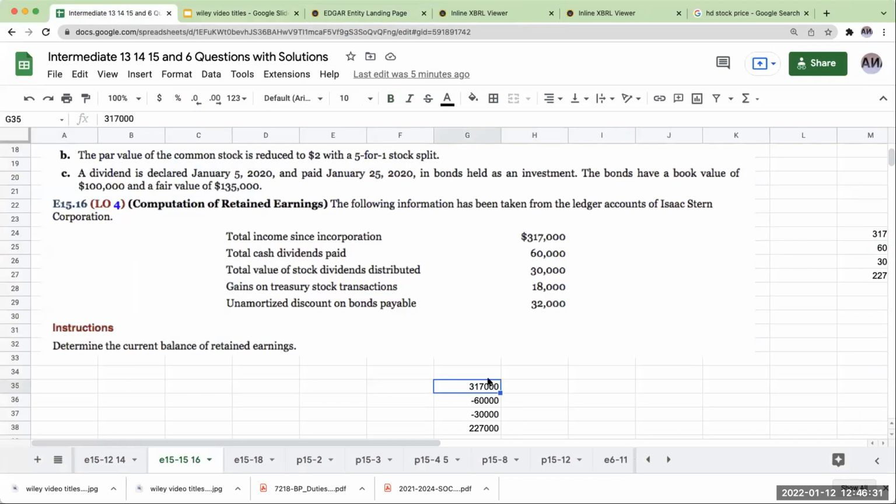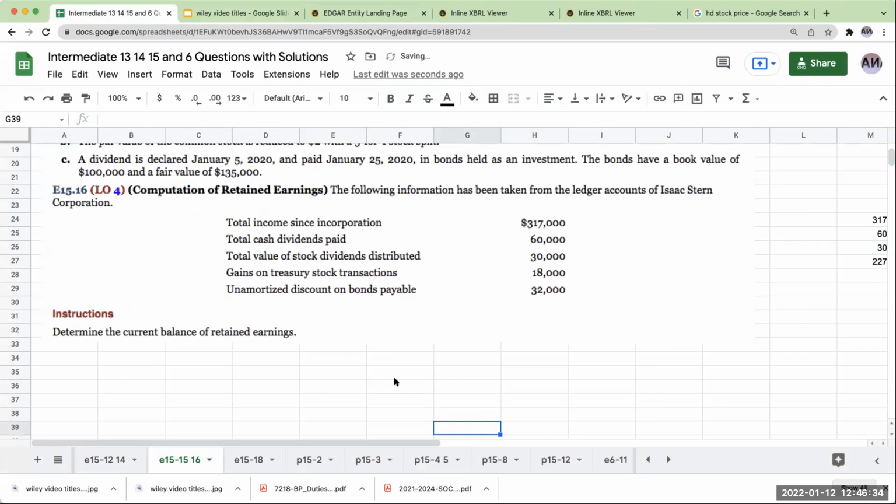So over here, we have computation of retained earnings. The following information has been taken from the ledger accounts of Isaac Stern Corporation. We've got total income since incorporation, total dividends paid, total value of stock dividends distributed, gains on treasury stock transactions, and then the unamortized discount on bonds payable. And we're being asked to determine the current balance of retained earnings.